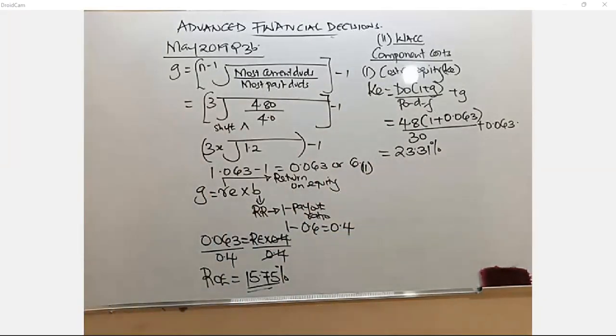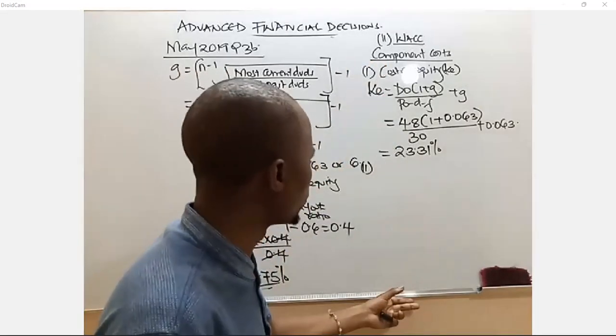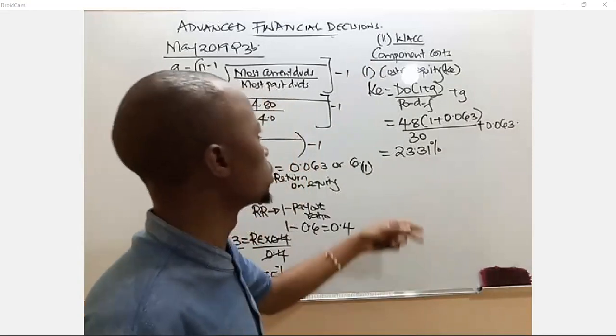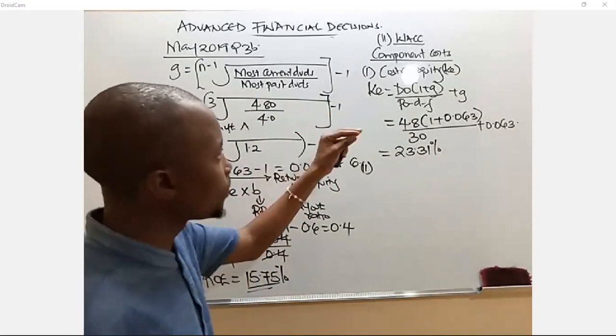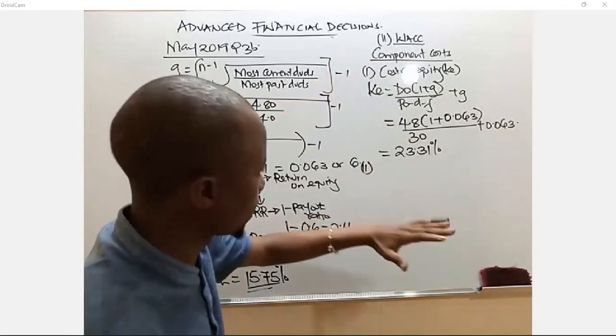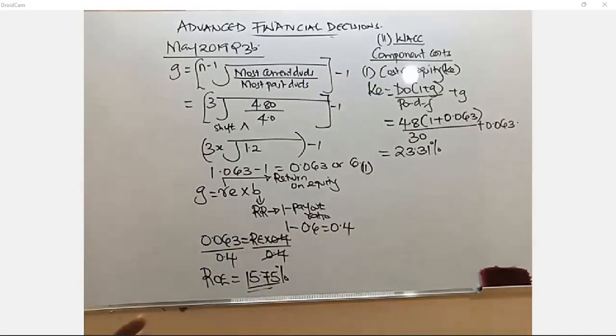Number two, never calculate something that does not exist. Calculate all the component costs which exist in the question. Sometimes a student might say, Mwalimu, you told us to calculate all three. I say no. If the examiner has given you the cost of equity and debt, don't calculate the cost of preference shares because the requirements for that will not be available.